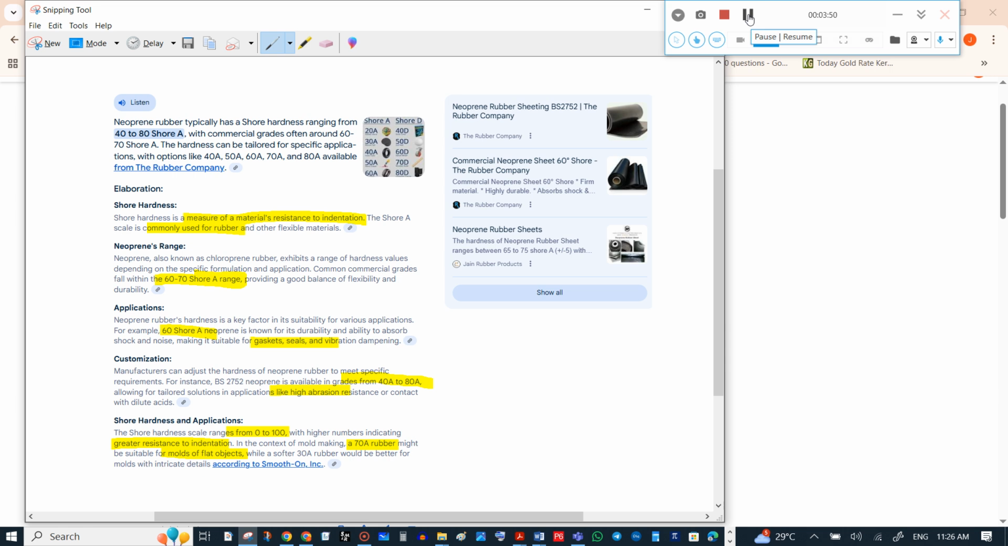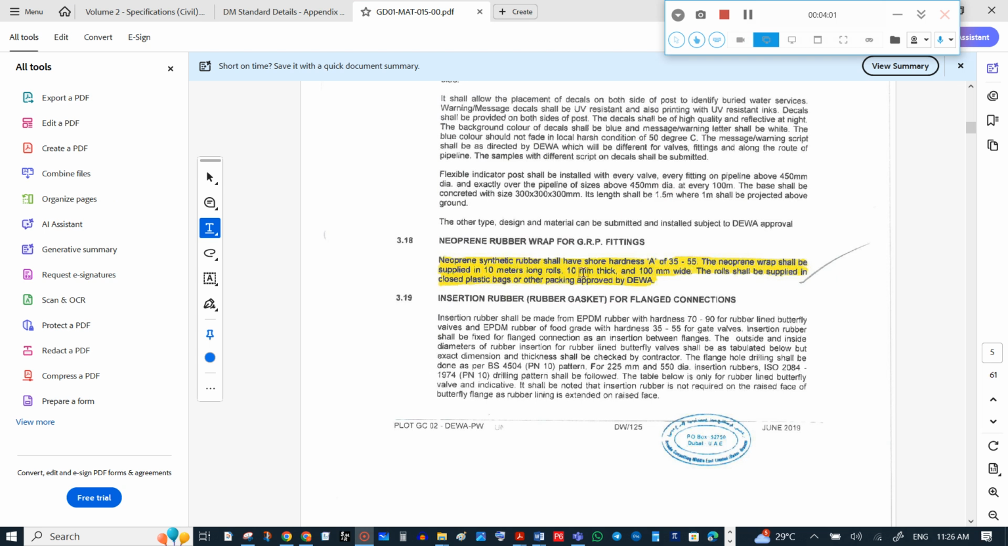So we will check the MAR sheet for the details of the neoprene rubber. So this is the specification. It is in our GC2 sewerage specification, clause 318. Here neoprene rubber shall be a shore hardness of 35 to 55. It shall be wrapped separately in 10 meters long rolls, 10 thick, 100 wide. It shall be supplied in rolls in acid bags. So that is the specification details.